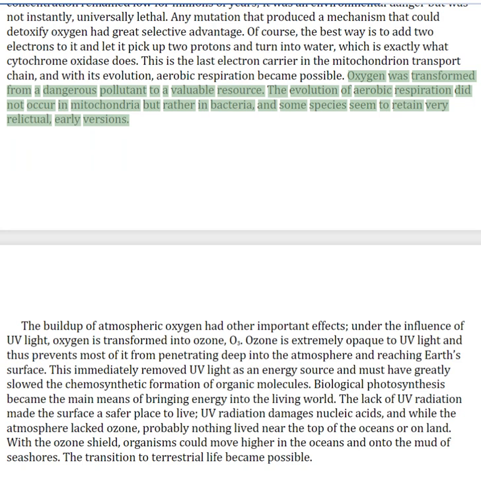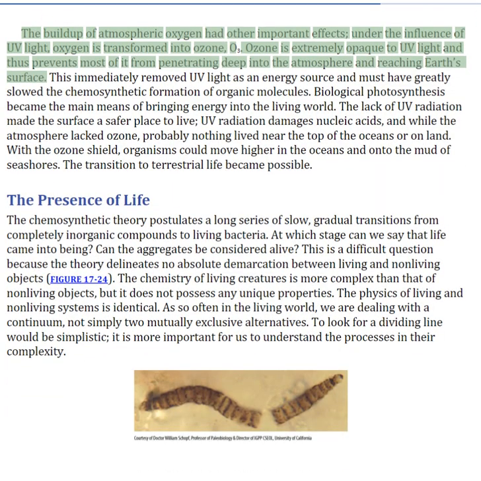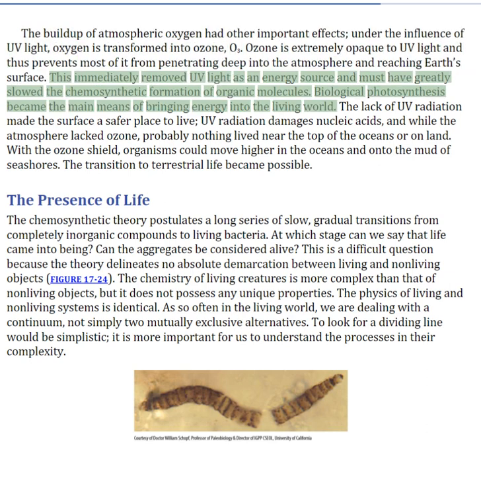The evolution of aerobic respiration did not occur in mitochondria, but rather in bacteria, and some species seem to retain very relictual, early versions. The buildup of atmospheric oxygen had other important effects. Under the influence of UV light, oxygen is transformed into ozone. Ozone is extremely opaque to UV light and thus prevents most of it from penetrating deep into the atmosphere and reaching Earth's surface. This immediately removed UV light as an energy source and must have greatly slowed the chemosynthetic formation of organic molecules. Biological photosynthesis became the main means of bringing energy into the living world.